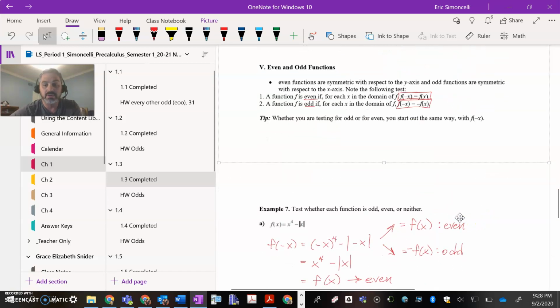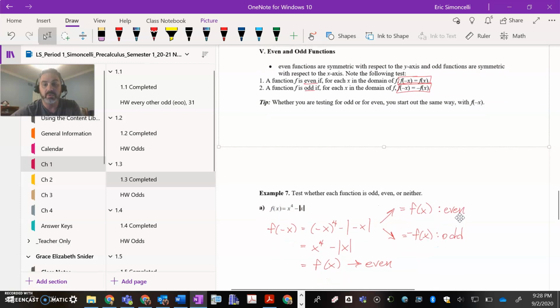Now I'm going to go ahead and show you guys one example. You will finish with the other two on your own. So here's the function. You're going to plug in a negative x everywhere you see an x. So in this case, negative x to the fourth minus the absolute value of negative x. This quantity is positive when you simplify it. You leave it as a variable. An absolute value of a negative is always a positive, and I actually left the absolute value there because technically it's always going to be that way, always going to be positive in this particular regard.